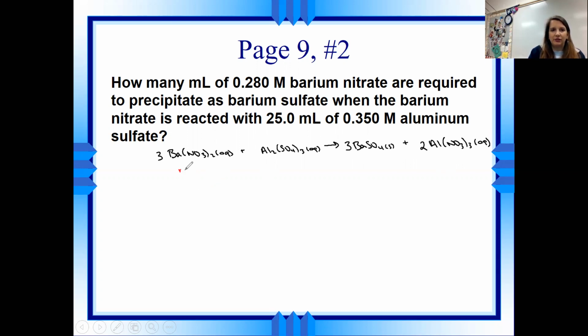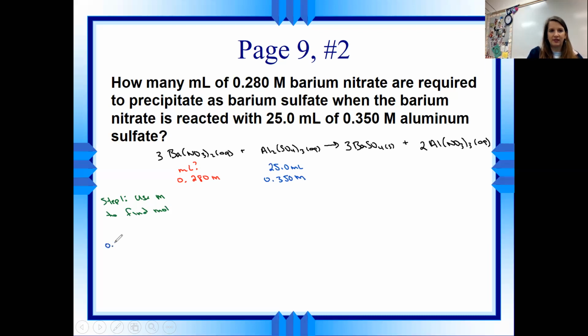So I'm looking for milliliters, and I know that my concentration of this solution is 0.280. And it tells me that I've got 25 milliliters of this, and my concentration of this is 0.350. Well, I don't have enough information to do stoichiometry first because I don't have any grams or moles or anything to that effect. And I don't have enough about the barium nitrate to do anything first. So that means for my step 1, I'm going to use molarity again to find moles. And I'm going to use it to find my moles of the aluminum sulfate.